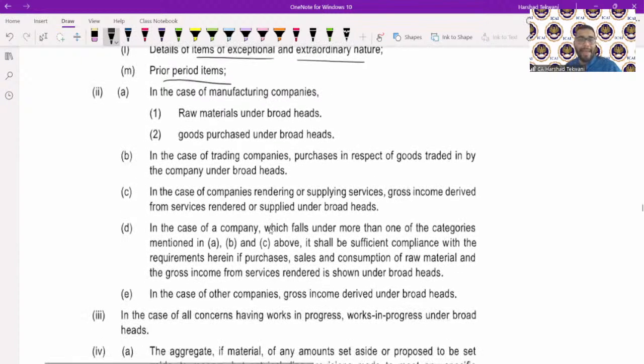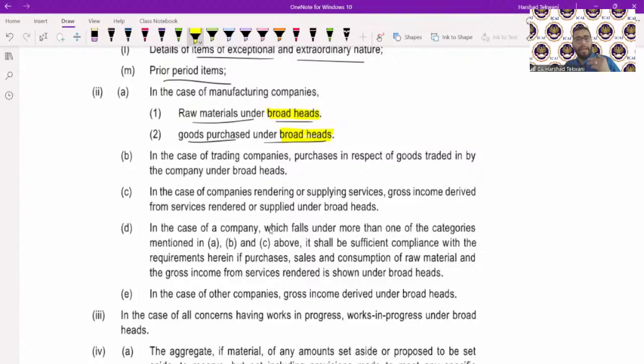Okay. In case of a manufacturing concern, raw material under broad heads. I'm saying broad heads. Not each and every raw material is required to be disclosed, but raw material under broad heads. Then goods purchased, again under broad heads. Not each and every. Let's say, for example, I'm doing wholesale trading of stationery items. In case of raw material, or let's say in case I'm trading, so goods purchased.